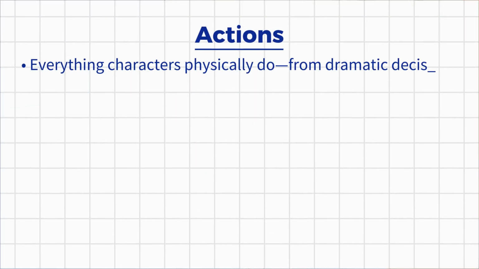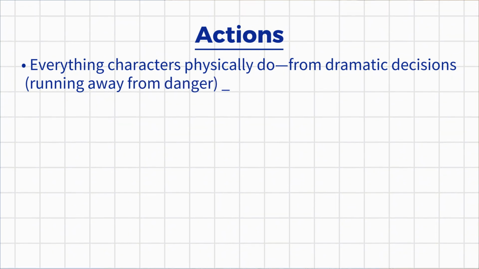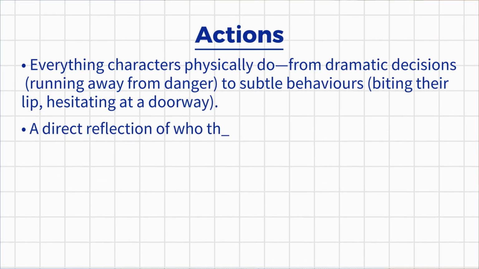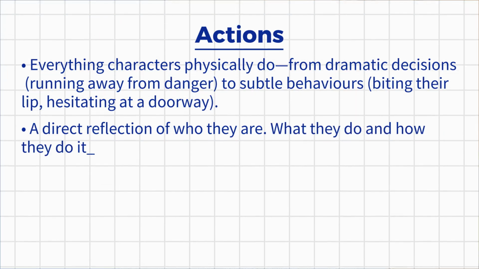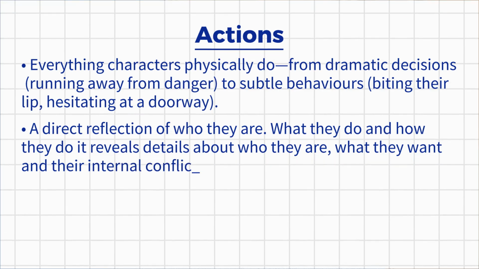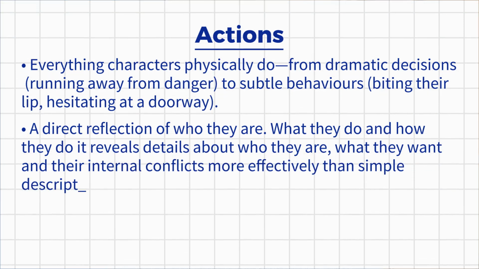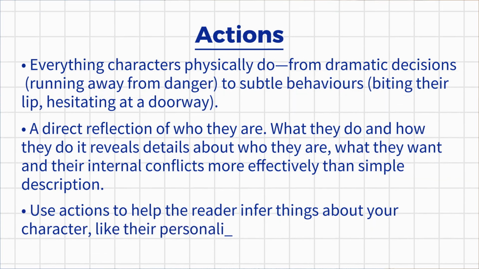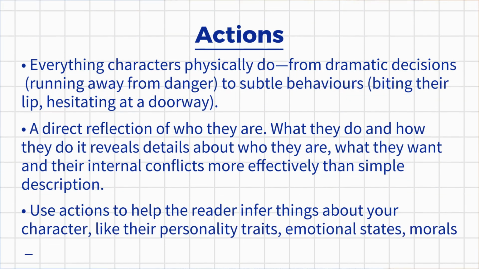So, a character's actions include everything they physically do. So that could be from dramatic decisions like running away from danger to more subtle ones like biting a lip or hesitating at a doorway. And these choices are a direct reflection of who your characters are, what they do, and how they do it, revealing details about what they want and their internal conflicts more effectively than simple description. So I want you to think about using actions to help the reader infer things about your character, like their personality traits, emotions, morals, and priorities.